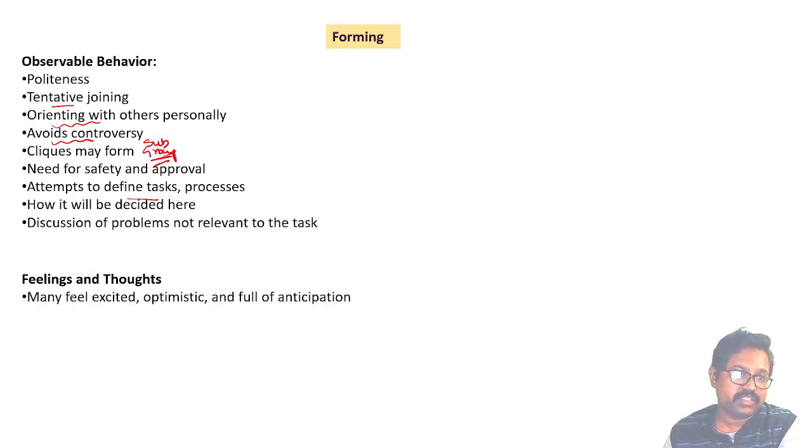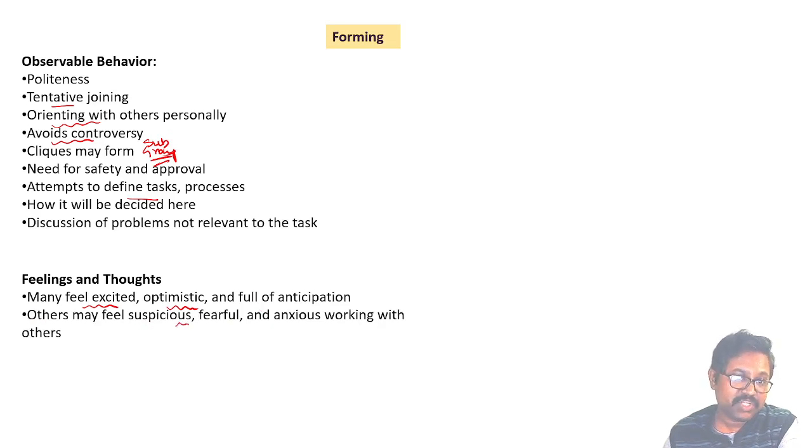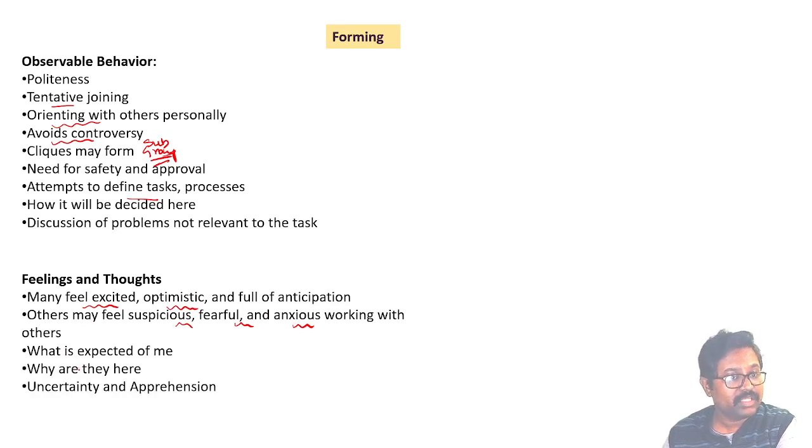Now the feelings and thoughts. In this forming stage, the team members who are getting into the group will feel excited, optimistic, and full of anticipation about what will happen, what they should do, what their individual role is, etc. They also feel suspicious, fearful, and anxious working with each other, because the team members are different and very new, and anxious about interacting. They question themselves about what is expected of them, what their roles are, why they are here, and what the purpose is. There will be uncertainty, apprehension, fear and anxiety during forming the team.